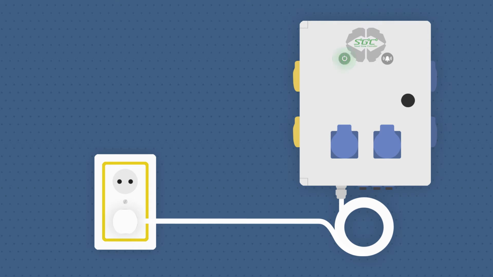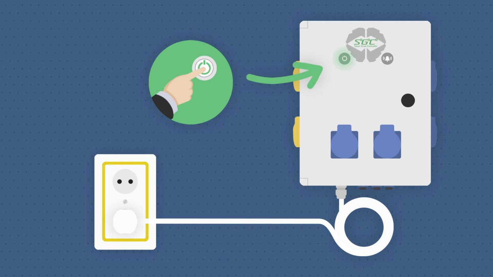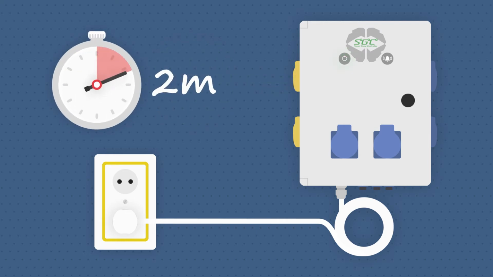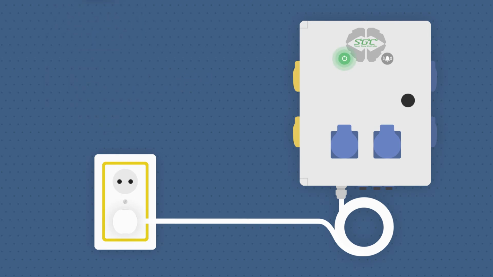At first start, the LED starts blinking to indicate standby mode. The controller is waiting to be turned on. Press the power button and wait for up to 2 minutes. The controller switches to start or shutdown mode. When the 2 minutes are over, the LED lights up to indicate on mode, and the controller starts working.